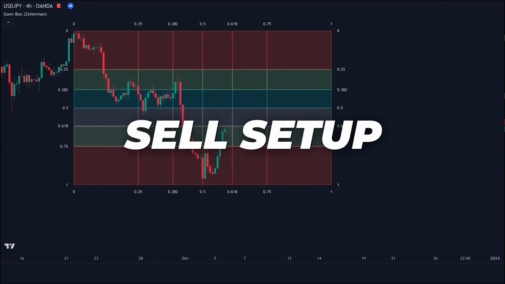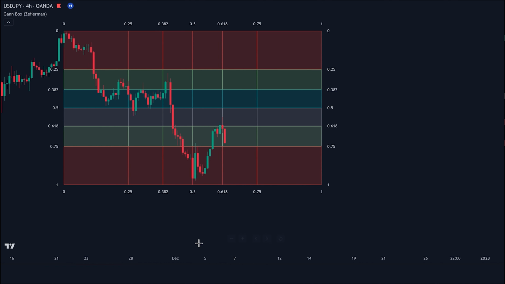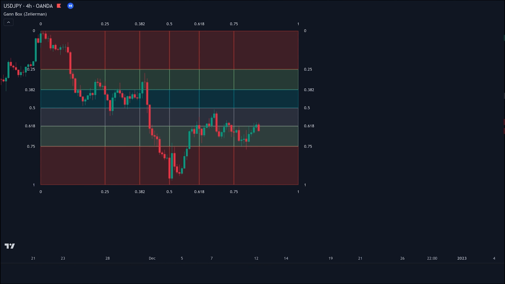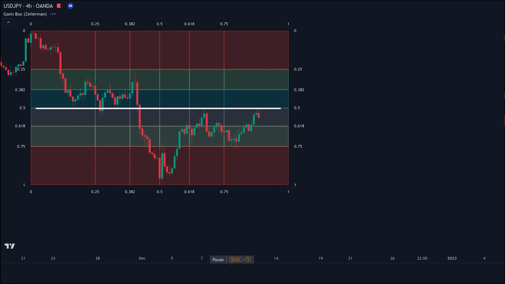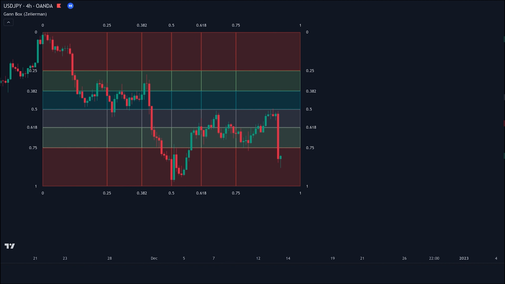Sell trade setup. The Gann box identifies a swing high point and a swing low point, indicating that the trend is currently bearish. Next, you should wait for the price to retrace to the 0.5 or 0.618 levels. These levels should indicate potential resistance, and the price should be trading below them.